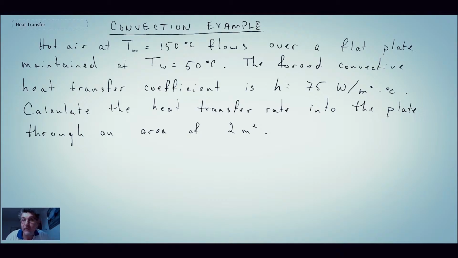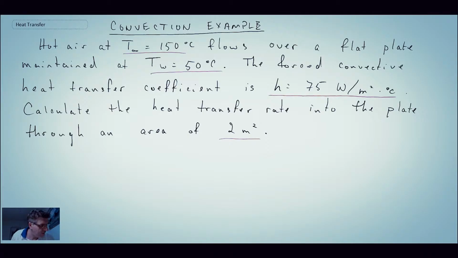What we have is hot air flowing over a flat plate. The air is hotter than the plate, and so that is going to have an impact on the direction in which the heat transfer is taking place. We've been told what the convective heat transfer coefficient is, 75 watts per meter squared degrees C, and the area of the plate is 2 square meters. So we know the free stream temperature and we know the wall temperature.